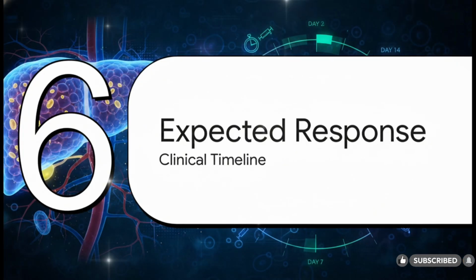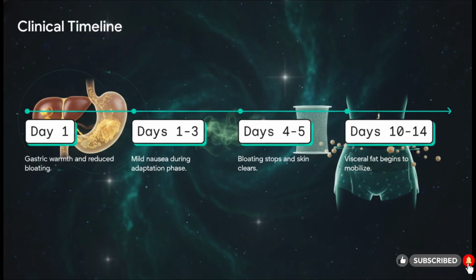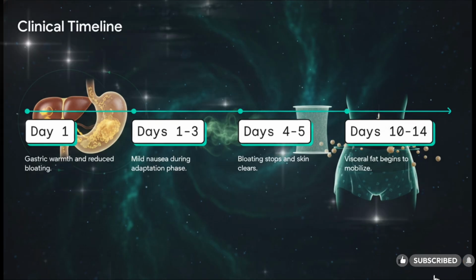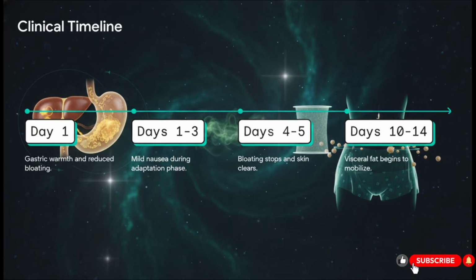Expected physiological response. Let's examine the precise clinical timeline and the acute responses you should observe over a 14-day period. This clinical timeline is fast. By day 1, usually within 20 minutes of your first dose, you should note a distinct gastric warmth and a reduction in bloating. That confirms acute biomovement.